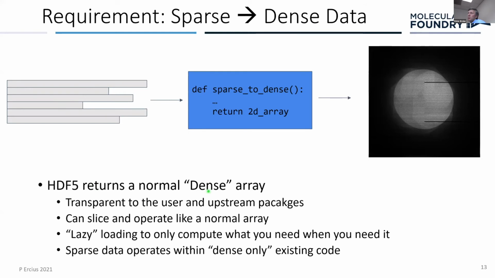HDF5 would return this normal dense array, a very efficient array that gives you back the dense data. So it's very transparent to the user and upstream packages, because we have a lot of data sets and a lot of processing that is already written, but it does not understand this type of sparse data. You can slice and operate on it like a normal array, and it would do lazy loading. So you only compute what you need when you need it.